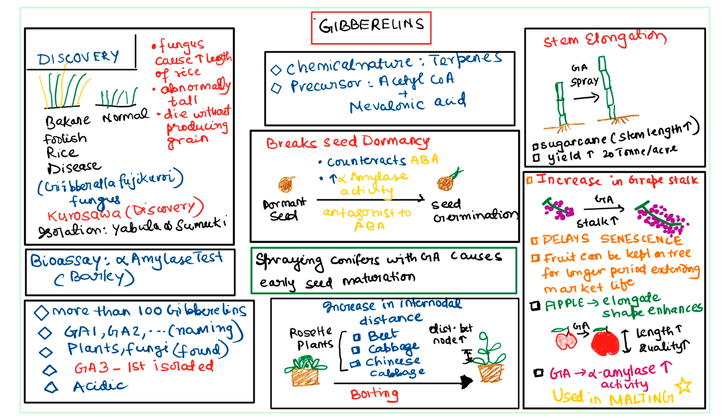Let's see the next plant hormone, that is gibberellins. Gibberellins were discovered by Kurosawa, and how he discovered them is really interesting. It was seen that in Japan, the rice plants were very tall and green, but later on they turned yellow. They were very tall, but they did not have any grains in them. That disease is nothing but Bakanae, or the foolish rice disease.